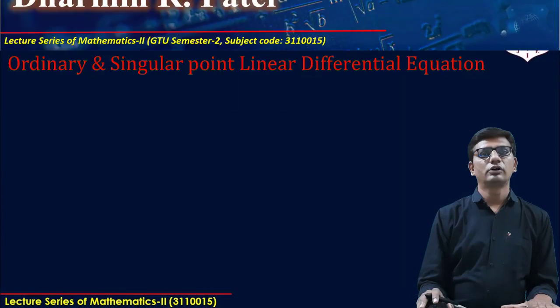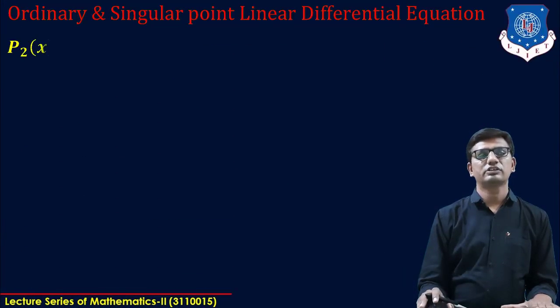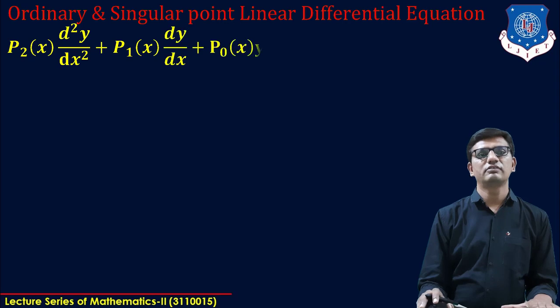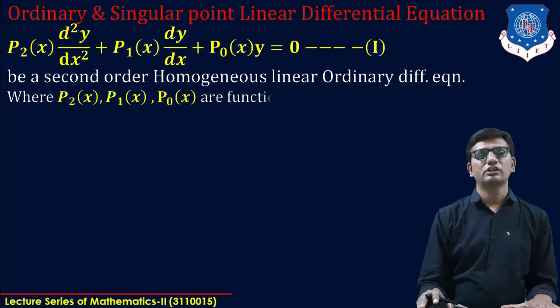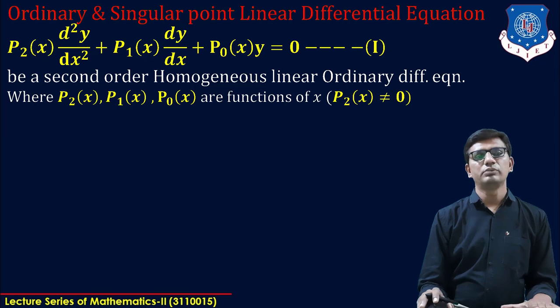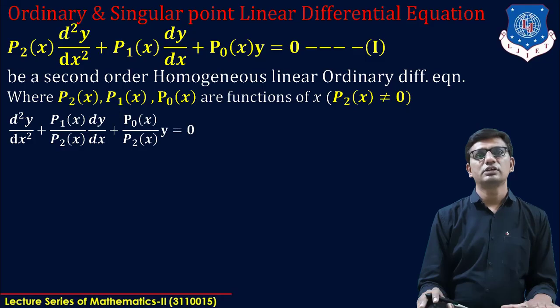First, we recall the ordinary and singular point. Here p2(x) d²y/dx² + p1(x) dy/dx + p0(x) y = 0 is a second order homogeneous linear differential equation, where p2(x), p1(x) and p0(x) are functions of x with p2(x) not equal to 0. So we divide the whole equation by p2(x). Then we get d²y/dx² + (p1/p2) dy/dx + (p0/p2) y = 0.